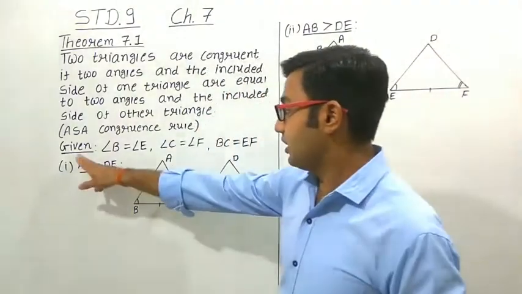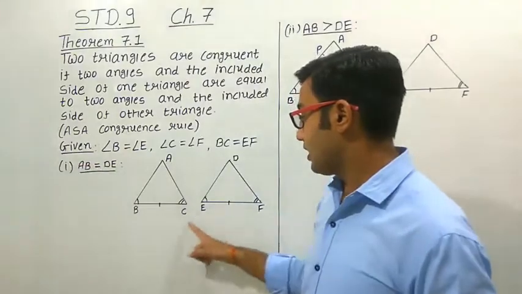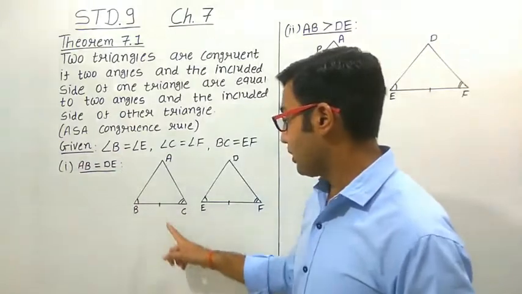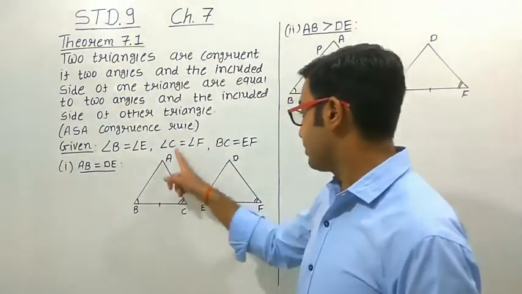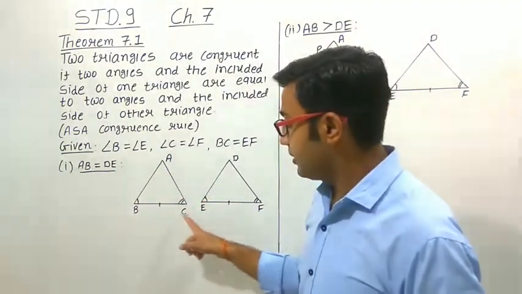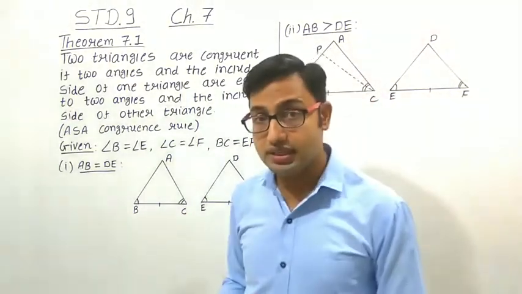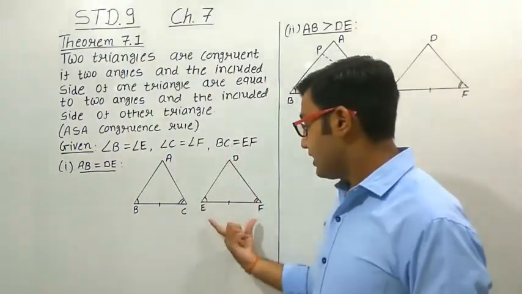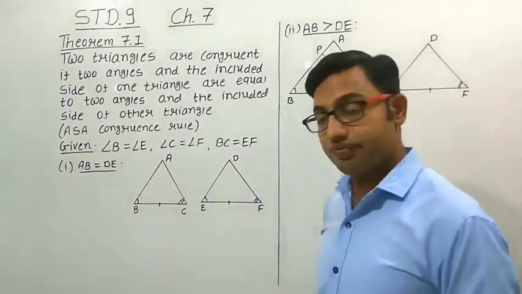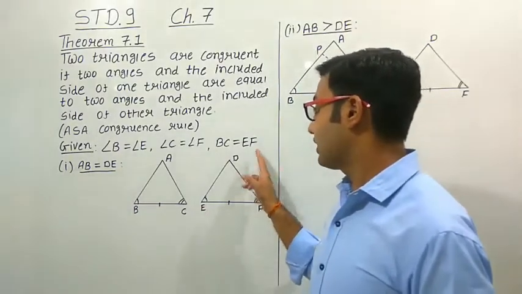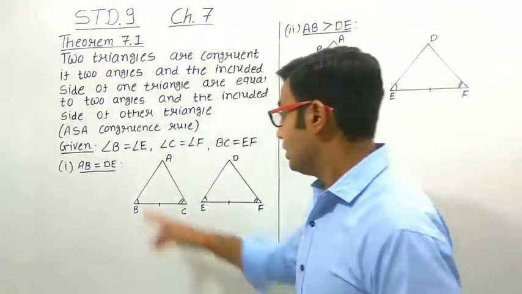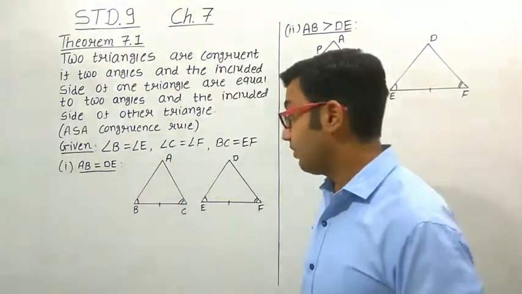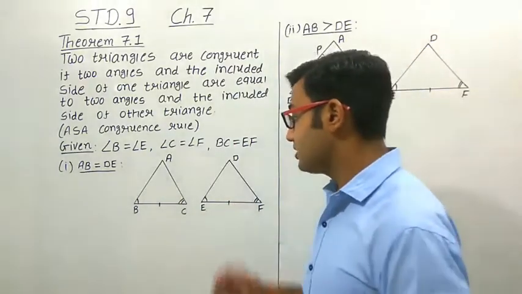So we can take the given condition as follows: suppose these two triangles are ABC and DEF. Here we take angle B equals angle E, and angle C equals angle F. See, in between these two angles B and C, which side is included? BC side is included, so we have to take BC. In the same way, in between E and F, EF side is included, so we have to take EF. All these three conditions of the two triangles are given as equal, and we have to prove that these two triangles are congruent.